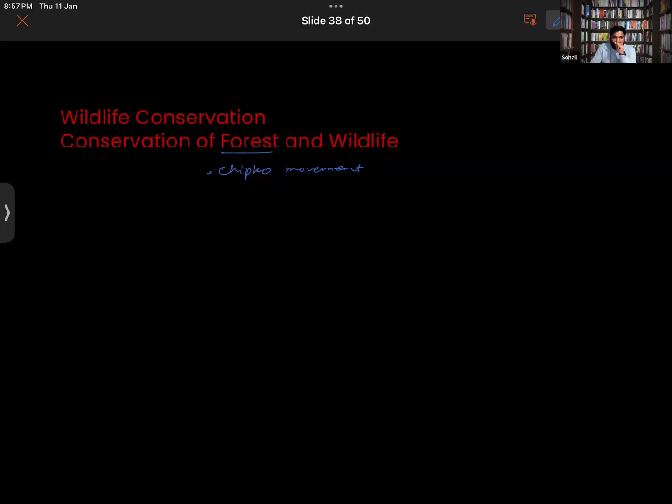In the Western Himalayas, this issue was there, in Uttarakhand. Look here, the Chipko movement began before independence, before India got independence. The aim of the Chipko movement was to protect the Himalayan forest from destruction. So the origin dates back to the Himalayas, to the Himalayan forest, basically.